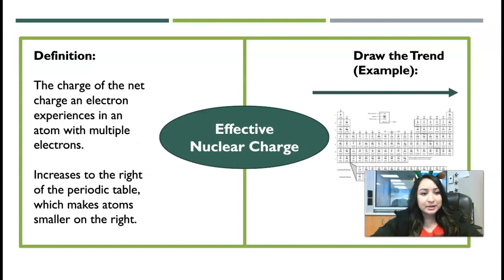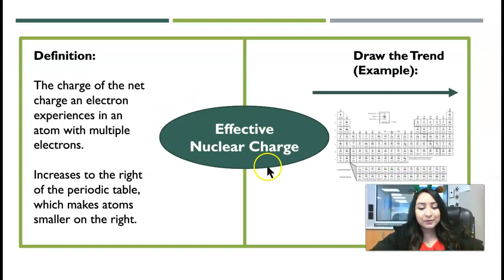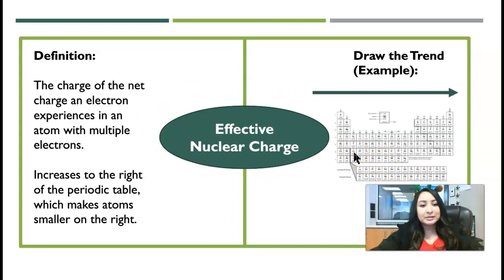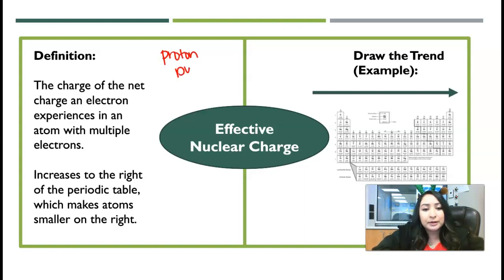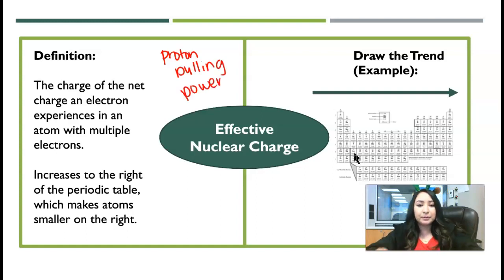So, definition. The word is effective nuclear charge. What is that? It's the net charge that an electron experiences in atoms with multiple electrons. It increases as we go to the right of the periodic table, which makes atoms smaller on the right side. So the greater effective nuclear charge you have, the smaller your atom will get. The reason why is that proton pulling power. PPP, right? Proton pulling power, PPP.